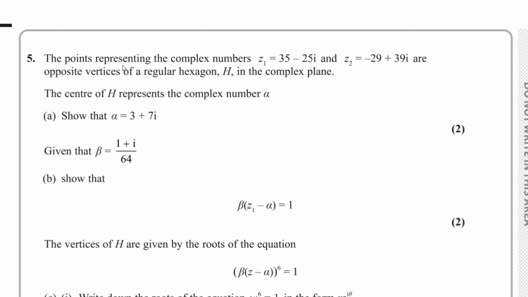Question number 5. The points representing the complex numbers z1 equals 35 subtract 25i and z2 equals negative 29 plus 39i are opposite vertices of a regular hexagon H in the complex plane. The center of H represents the complex number alpha. For part A, we have to show that alpha is equal to 3 plus 7i.